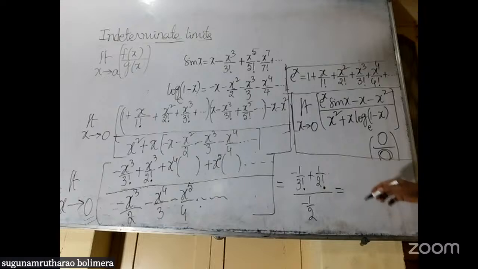This is equal to 1 by 2 minus 1 by 6, divided by minus 1 by 2. So the answer is, here 6, and this will become 2 threes. 3 minus 1, that is 2 by 6, divided by minus 1 by 2. So 2 also gets cancelled. So the answer is minus 2 by 3. Please note down.